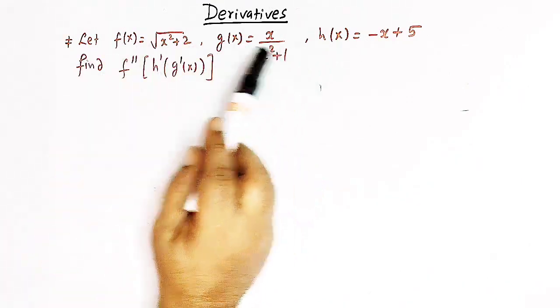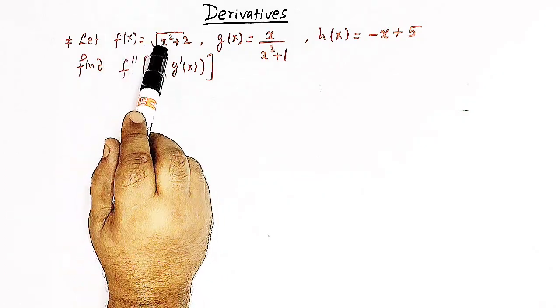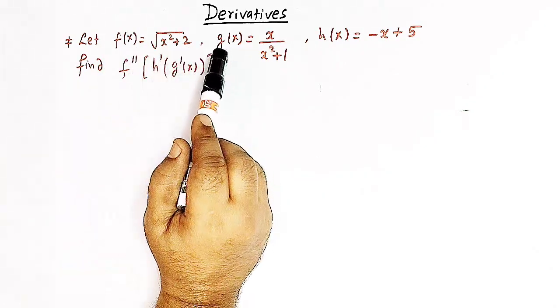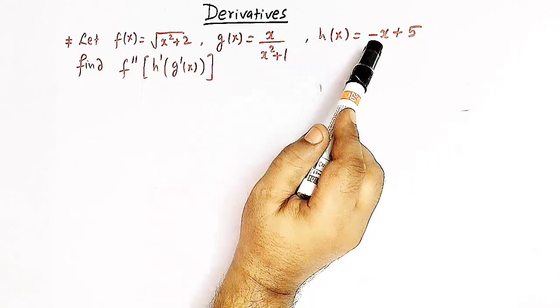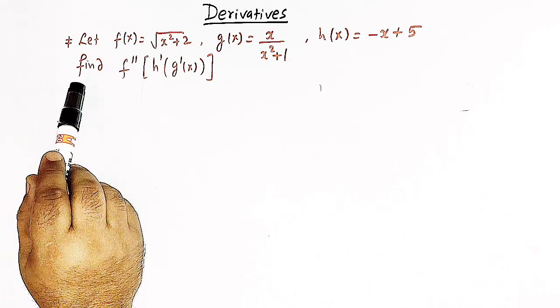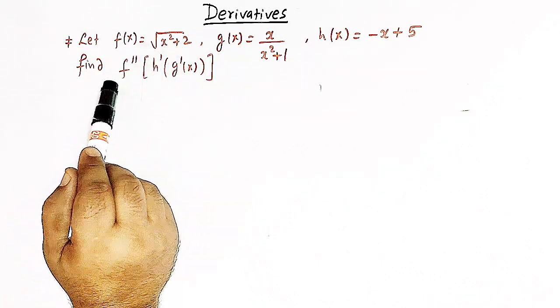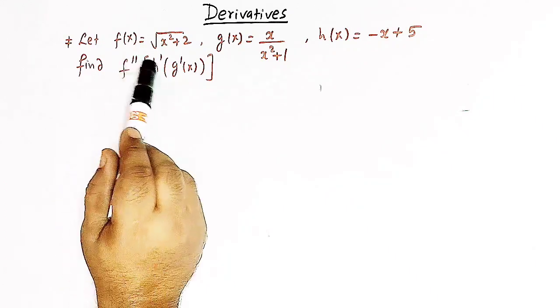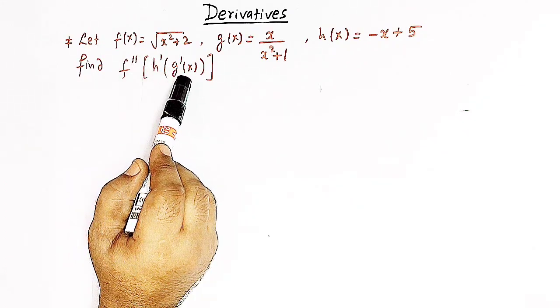Here we are given three functions: f of x is equal to square root of x square plus 2, g of x is x over x square plus 1, and h of x is minus x plus 5. Here we have to find the value of this expression, that is f double prime of h prime of g prime of x.